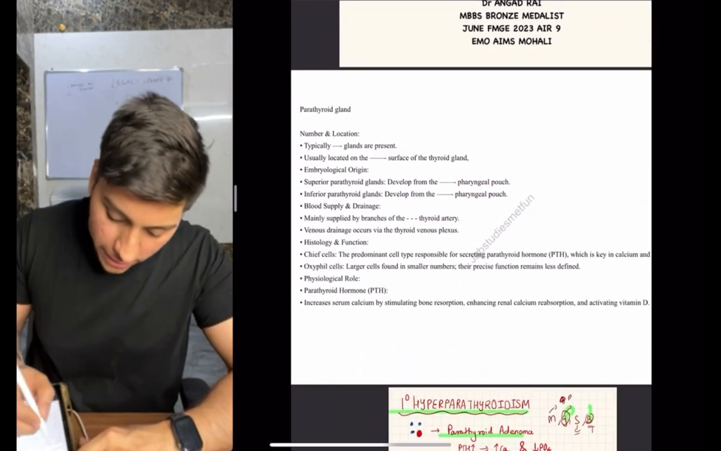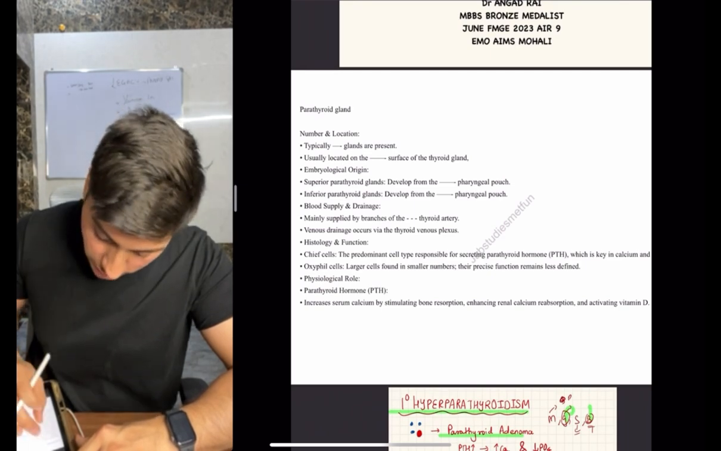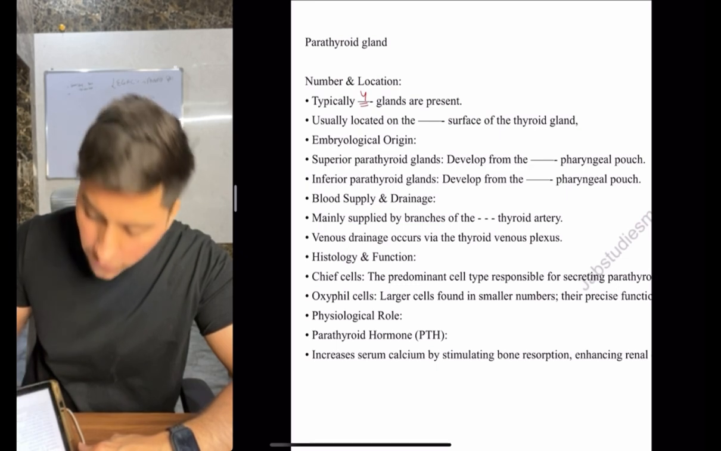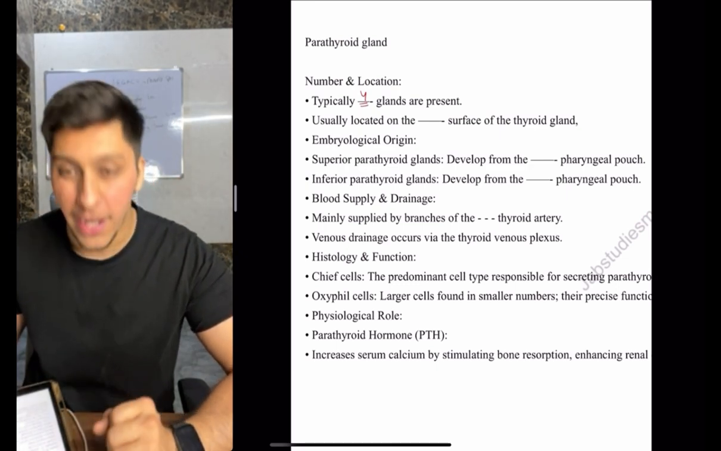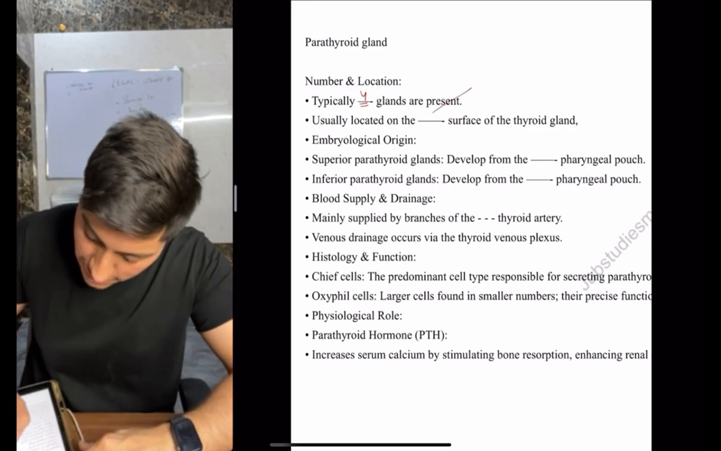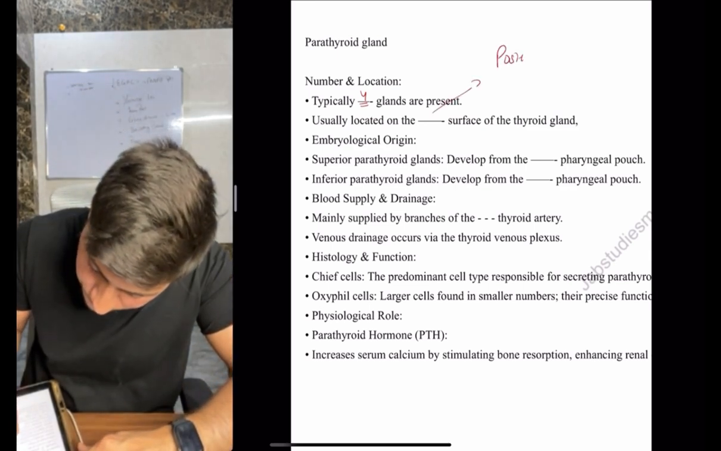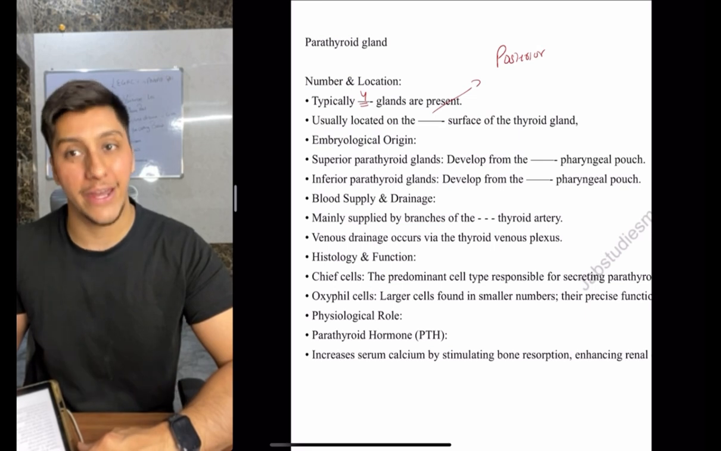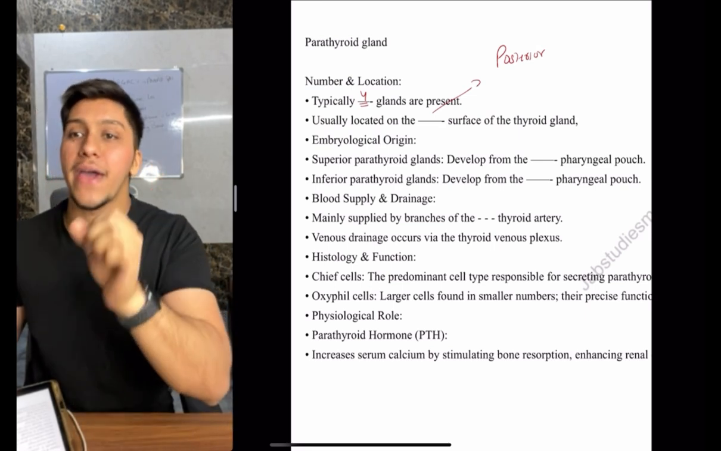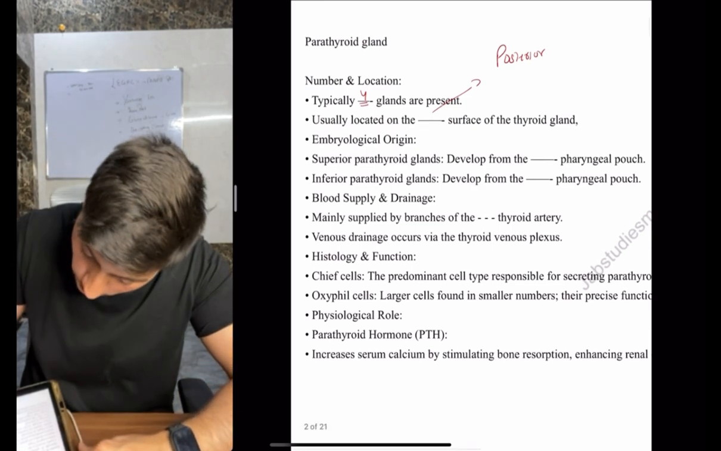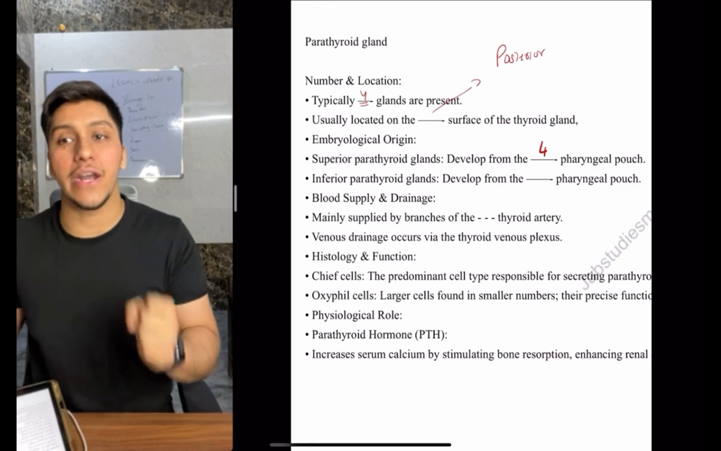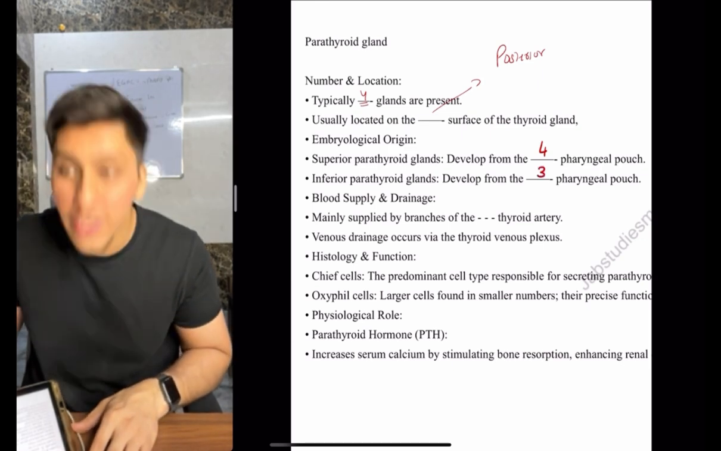With respect to the parathyroid gland, doctor, what you need to know is how many parathyroid glands there are. We have a total of 4 parathyroid glands. Second is the location of the parathyroid: it is present at the posterior surface of the thyroid gland. Talking about the embryology, a very important anatomy question: the superior parathyroid gland develops from the 4th pharyngeal pouch. On the other hand, the inferior parathyroid gland develops from the 3rd pharyngeal pouch.